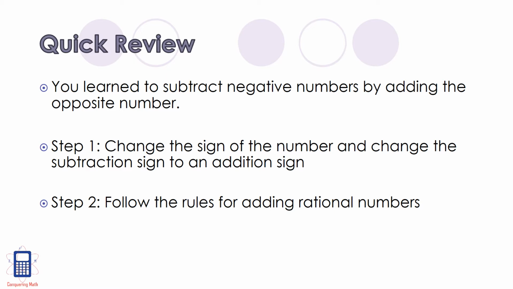Let's review what we learned today. You learned to subtract negative numbers by adding the opposite number. Remember, there are only two steps that you need to worry about here. Step 1, change the sign of the number and change the subtraction sign to an addition sign. Step 2, follow the rules that you already know for adding rational numbers.